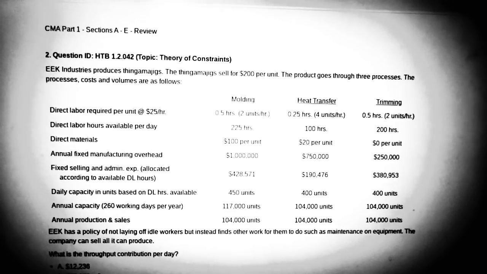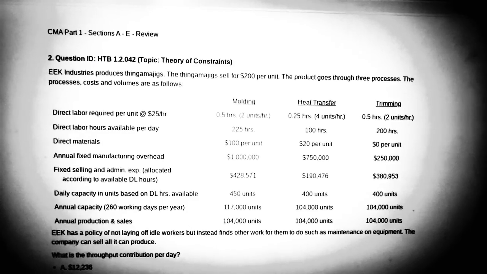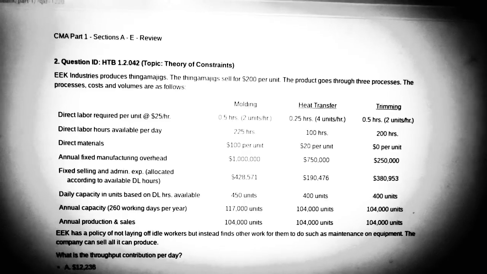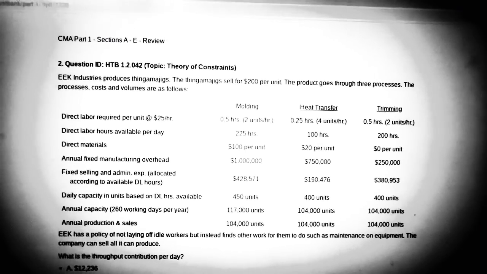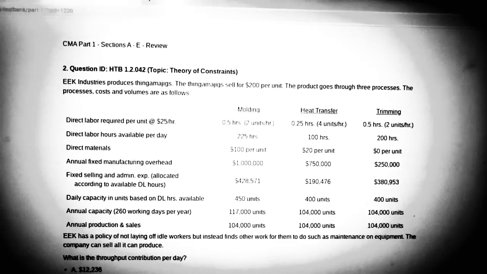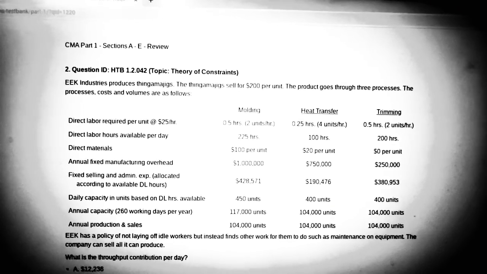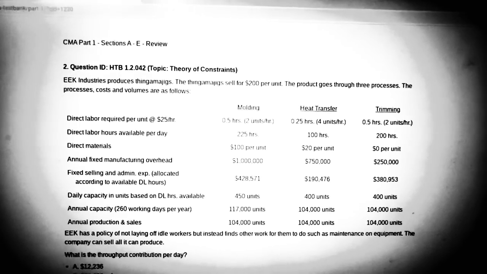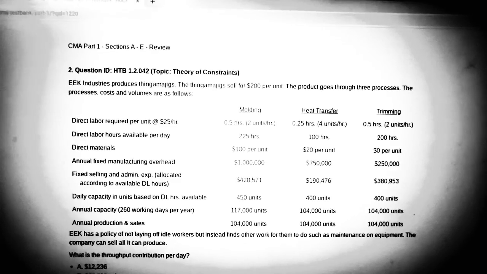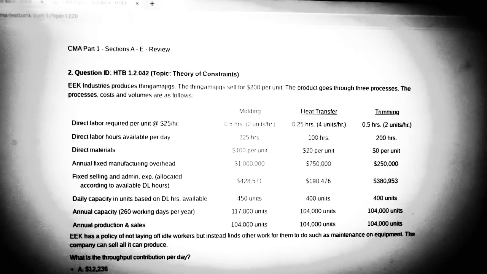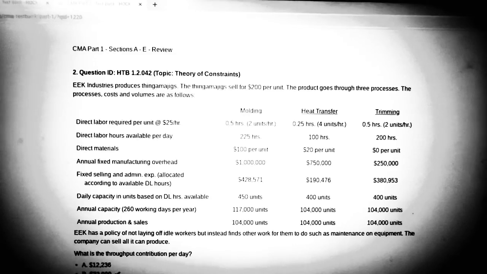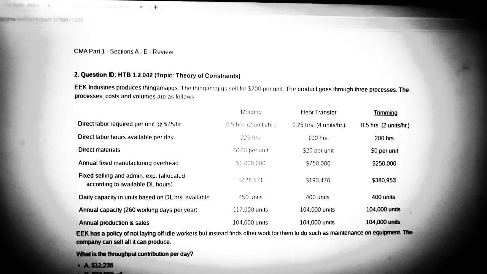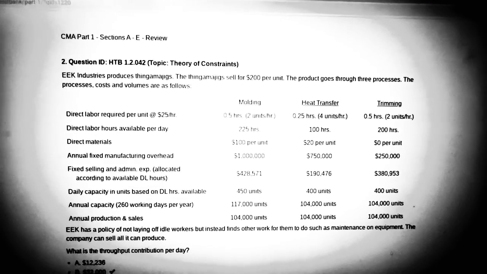So you have to look at the two lowest producing departments, which are at 400 units each. Heat transfer is at 400 units each, and the trimming is also at 400 units each for our production on a daily basis. So you know that the throughput contribution in a day has to be 400 units. Now you got that figured out because of the lowest two producing departments, and you know that you can't go over that, because that's what the whole theory of constraint is about.